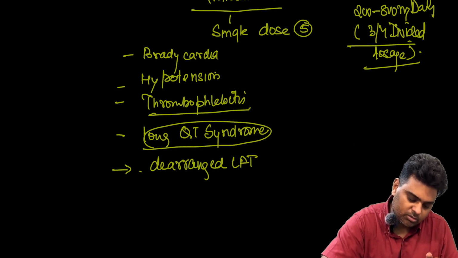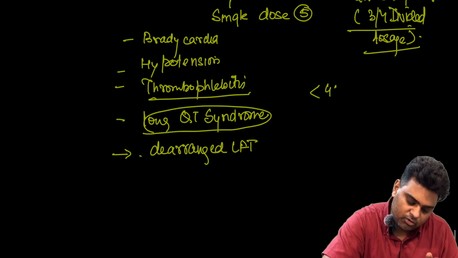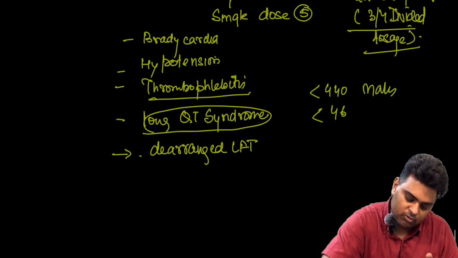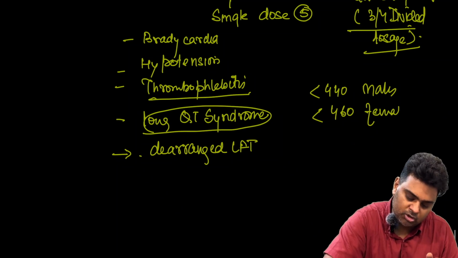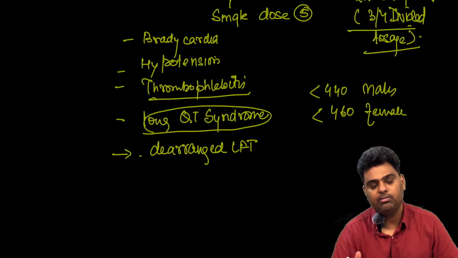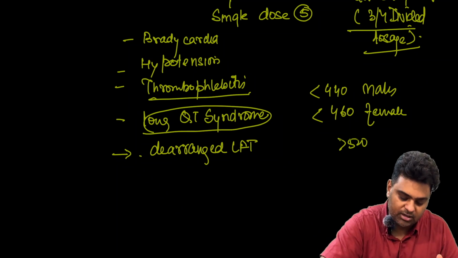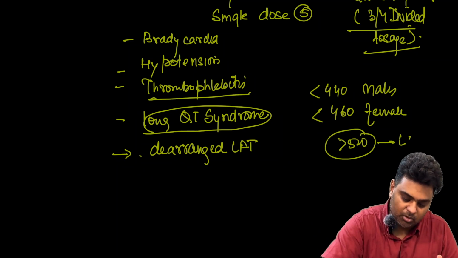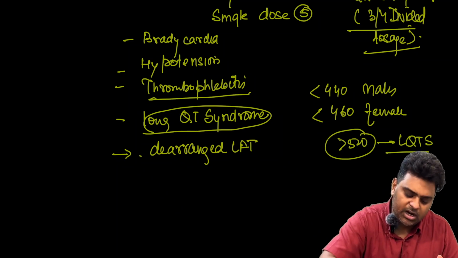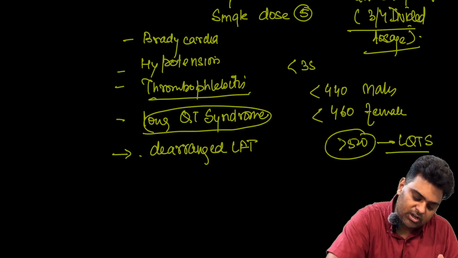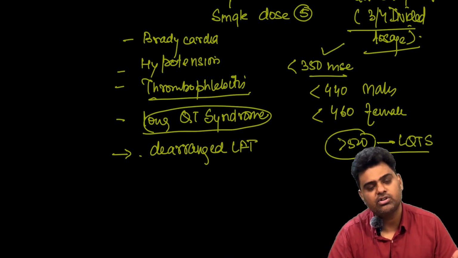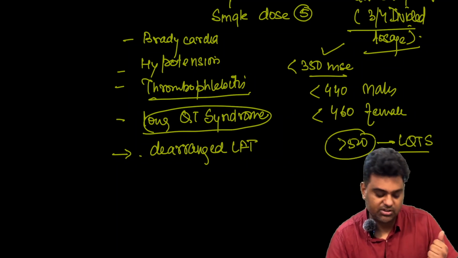Now, normal QT is less than 440 in males and less than 460 in females. If it is more than that, it is called long QT syndrome. If it is more than 500, then the patient can develop torsades. And if the QT interval is less than 350 milliseconds, then it is called short QT syndrome. We will discuss QT syndrome in some other lecture of the ECG series.